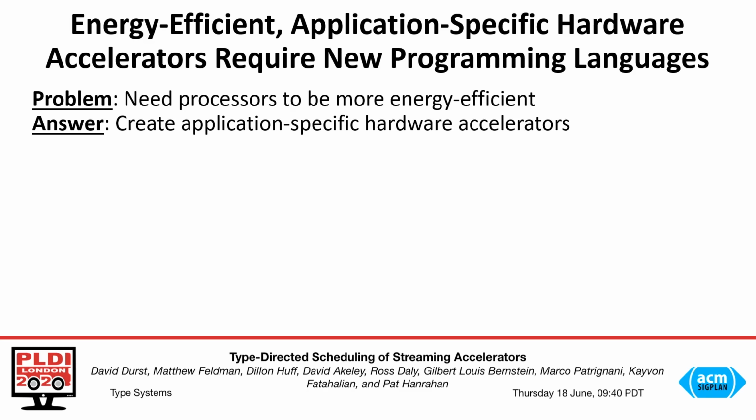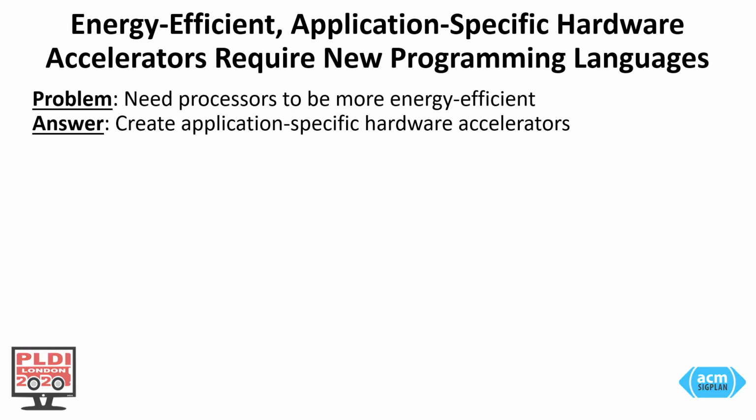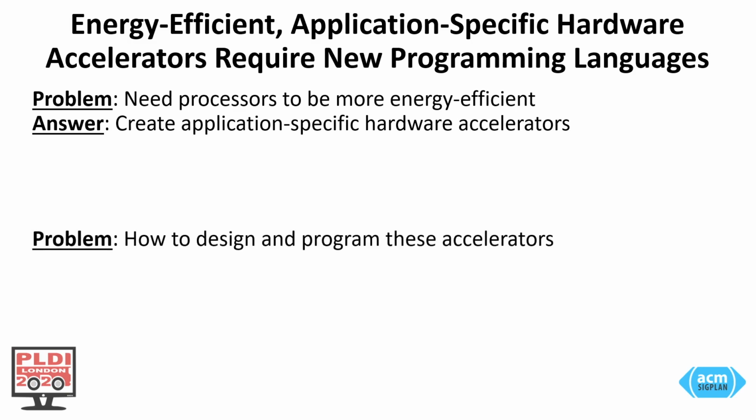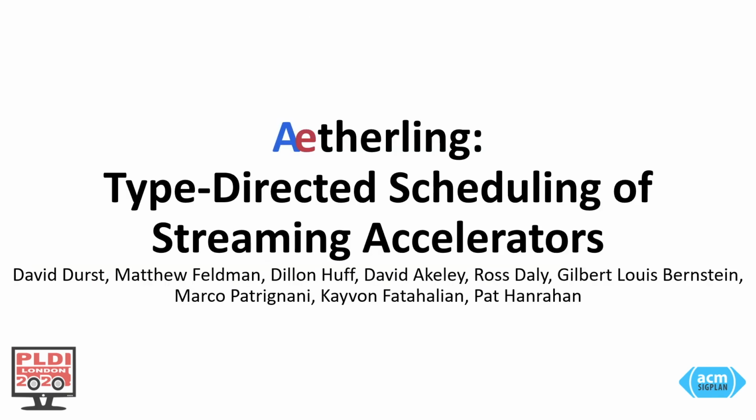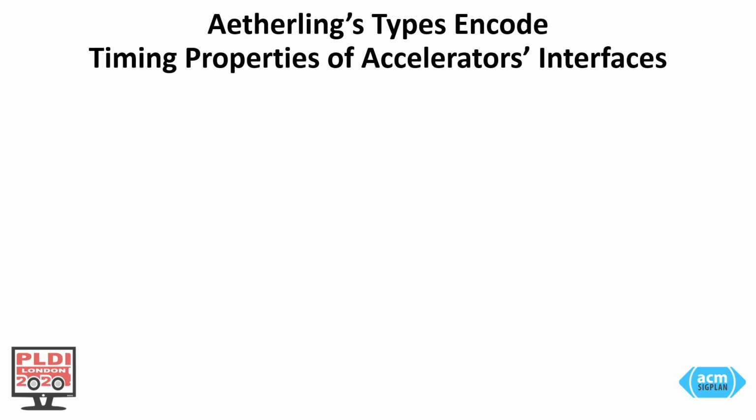Due to the need for more energy-efficient processors, many people are building application-specific hardware accelerators. But how are people going to design and program these accelerators? That's an exciting opportunity to utilize programming language concepts. We demonstrate this opportunity with Aetherlink, type-directed scheduling of streaming accelerators. Aetherlink's key idea is a DSL whose types encode the timing properties of accelerators' interfaces.